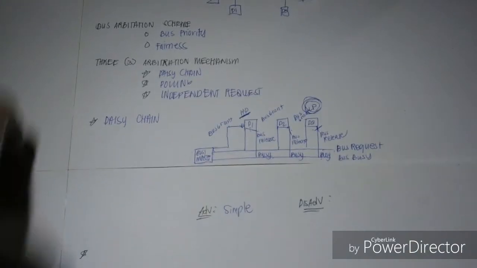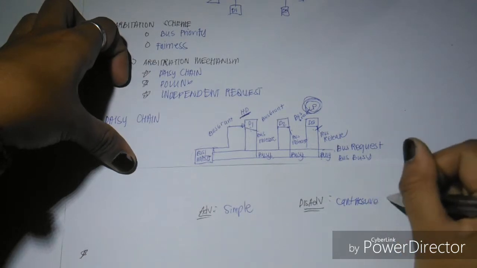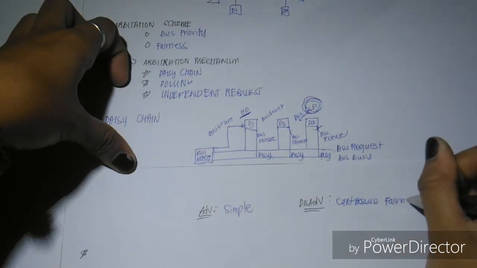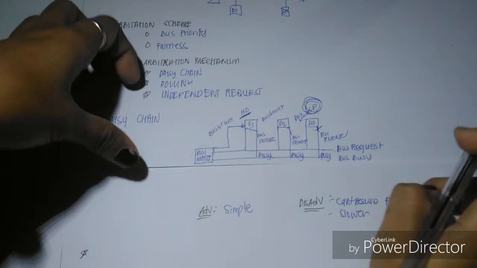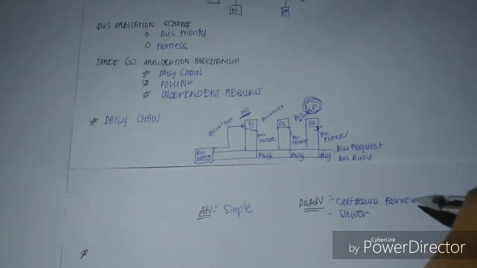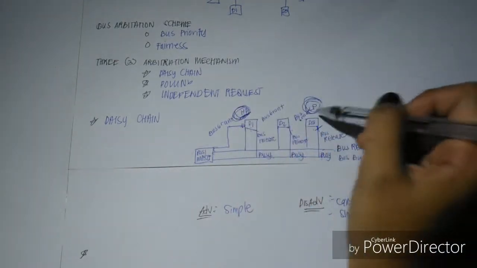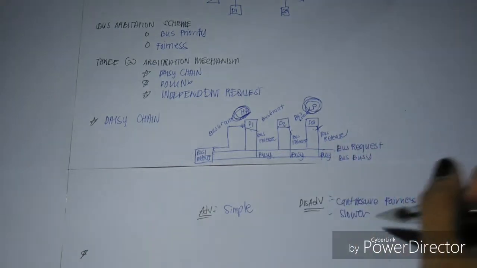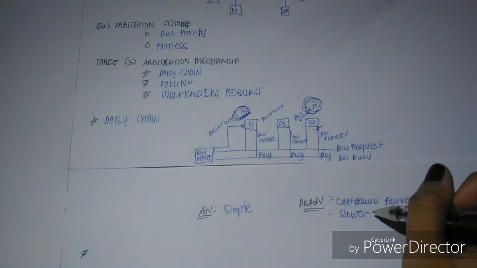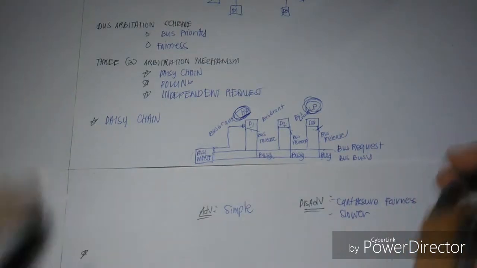While yung disadvantage naman nito is can't assure fairness and slower. So, kaya can't assure fairness kasi nga, uunahin natin yung highest priority. So, yung lowest priority, maghihintay pa siya ng indefinite time para lang ma-prioritize siya. Then, yung slower, yung daisy chain kasi, nagli-limit siya ng bus speed.